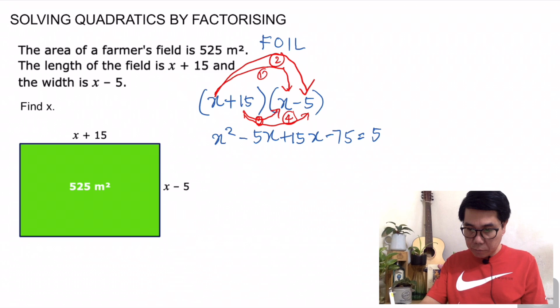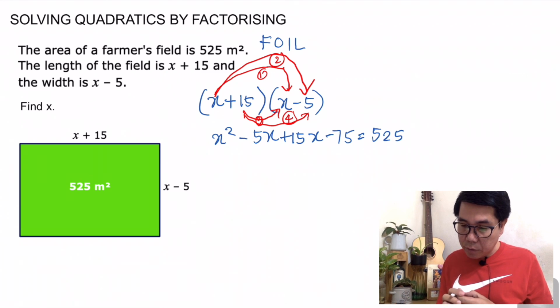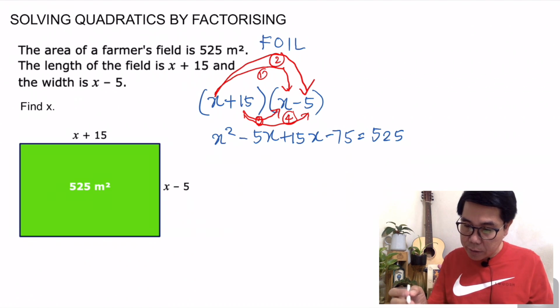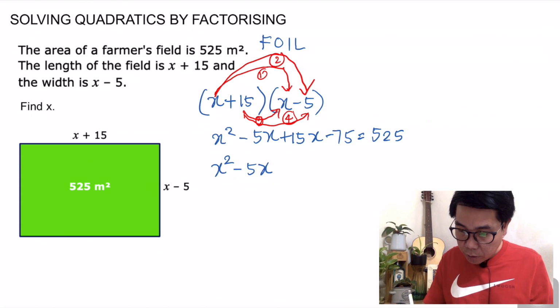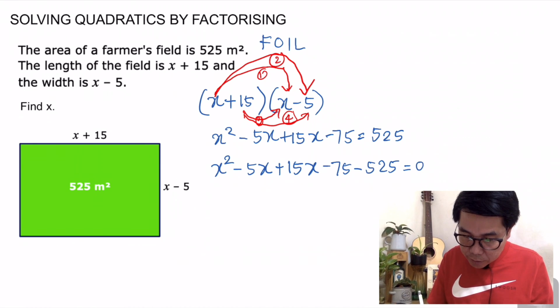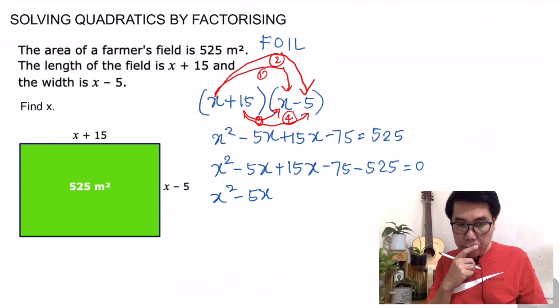Now we have the equation, the area is 525. Now we're going to make the right side 0. So we will have x squared minus 5x plus 15x minus 75 minus 525 equals 0. So we have x squared minus 5x.